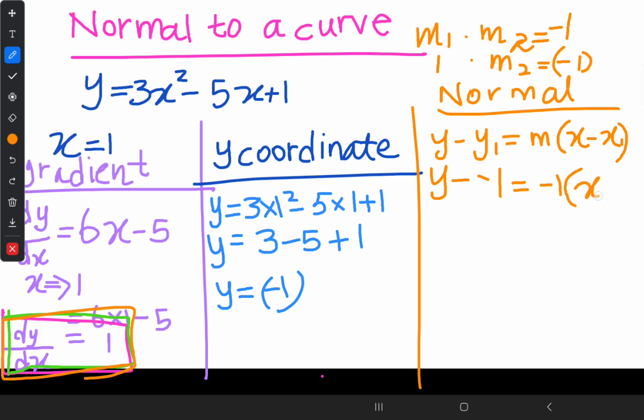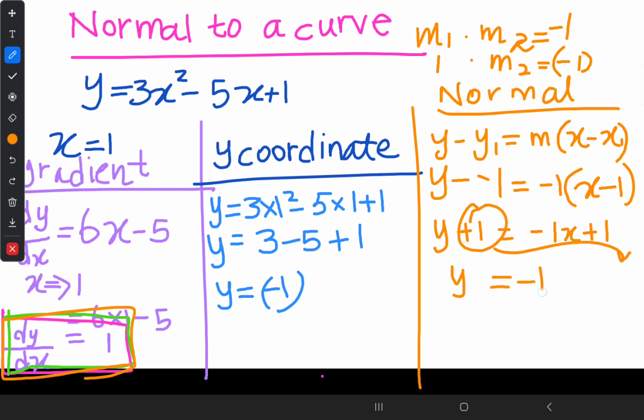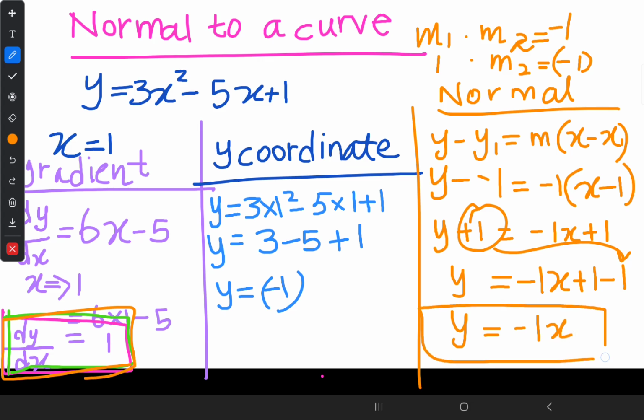Then x minus the x1 value, which is 1. Then y, this negative and negative will become positive. -1 times x plus 1 plus 1. Y equals, let's bring this positive 1 as -1 to the other side. -1x plus 1 minus 1 will become -1. So y equals -1x. That's all for the equation of this normal.